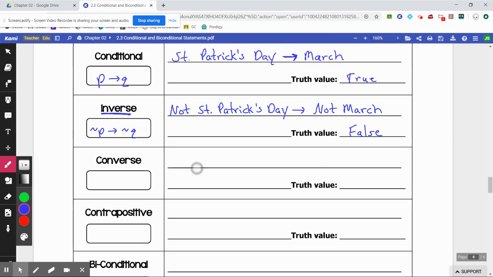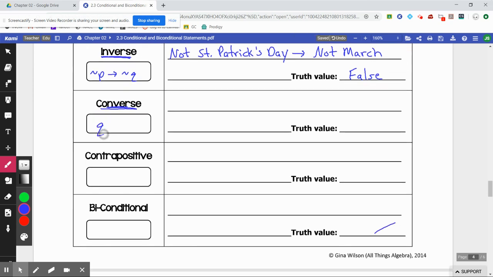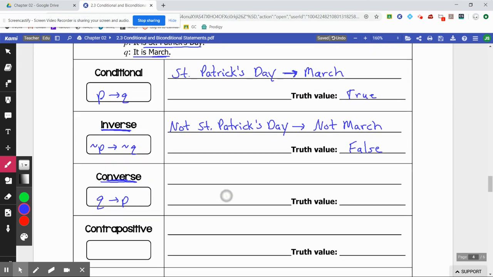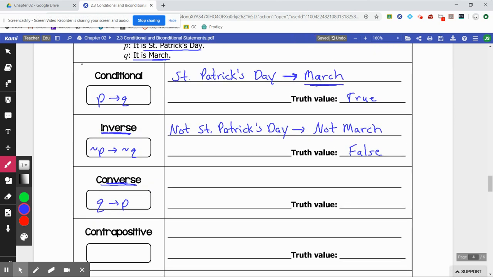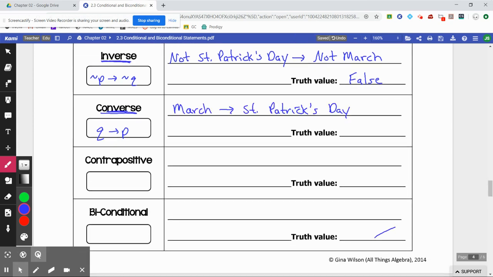Okay, now converse. To find the converse, we're going to switch the P and Q. So instead of P implies Q, the converse would be Q implies P. So we're going to flip-flop these two up here. So if it is March, that implies then that it's St. Patrick's Day. And again, it's the same as before. Just because it's March, there's 31 days in March, so there's 30 days that are not St. Patrick's Day. So just because it's March does not mean that it's St. Patrick's Day. So that would be a false statement.